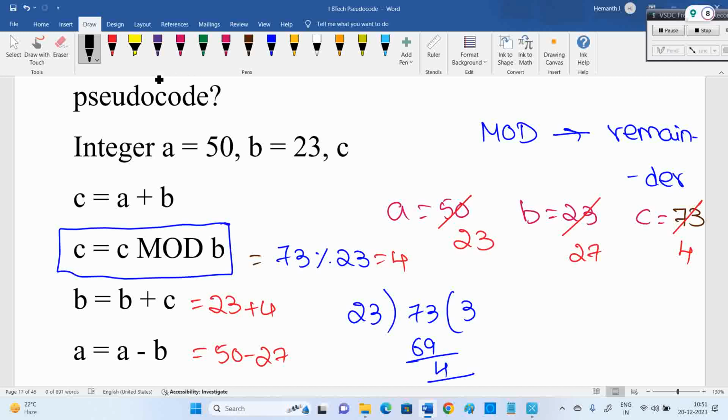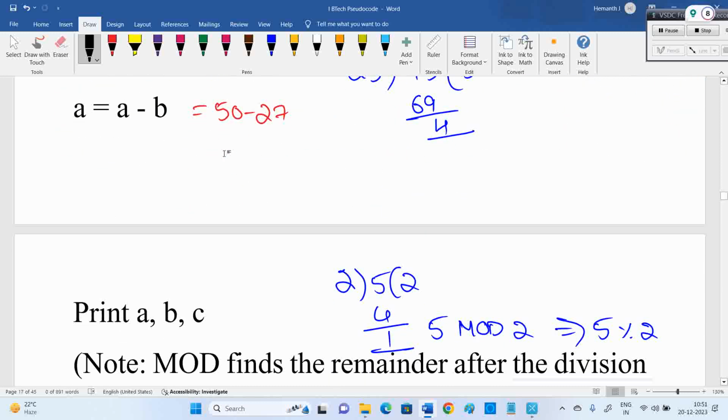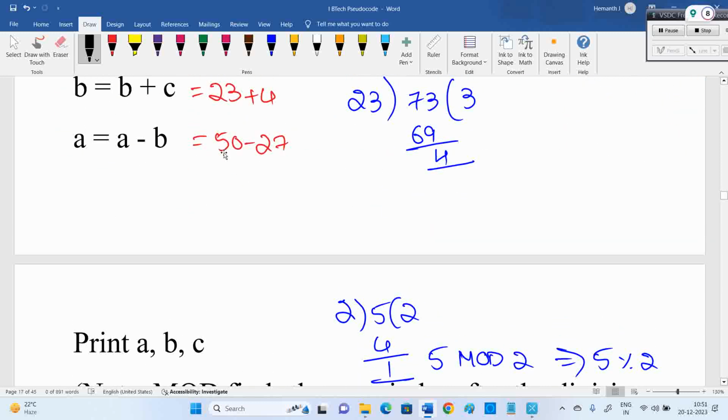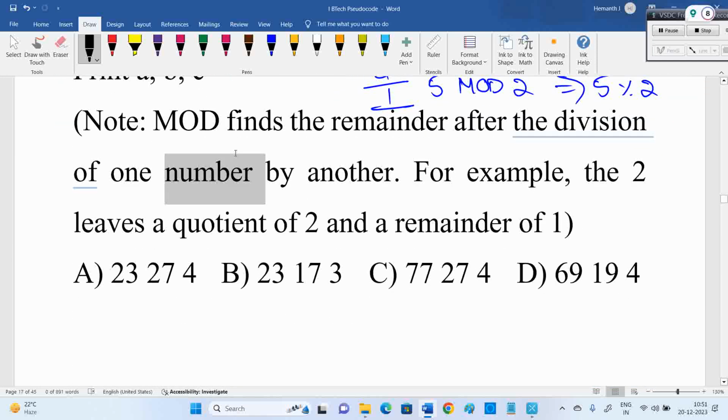Now they're asking to print A plus B plus C, or sometimes they'll ask you to print A only. Here they are asking to print A, B and C separately. Sometimes they ask A plus B plus C, it depends. So we got 23, 27 and 4. That's there in option A. So 23, 27 and 4.